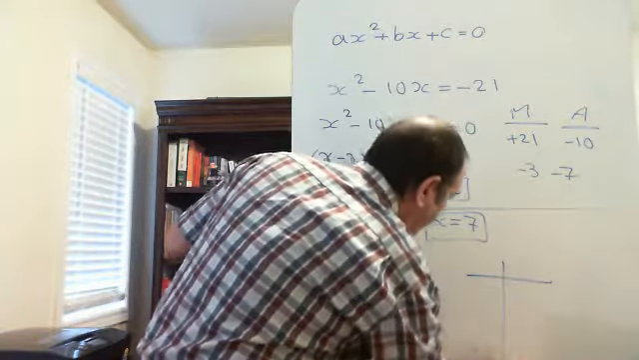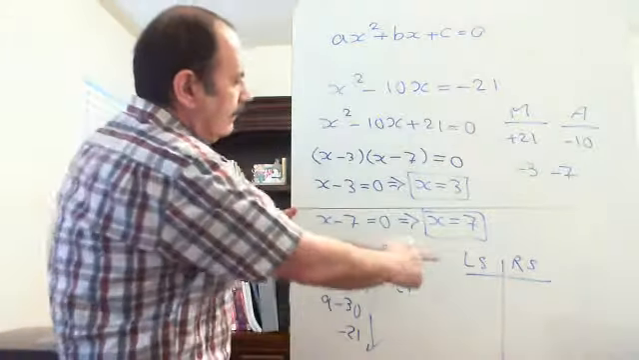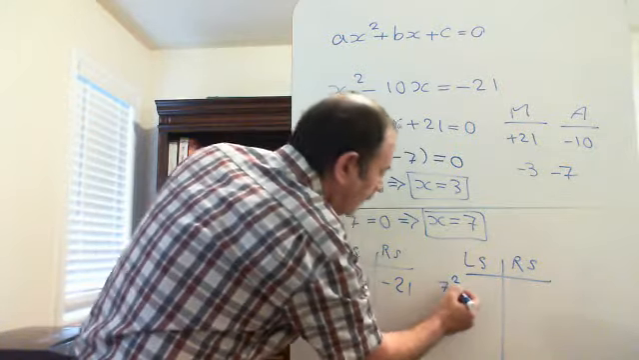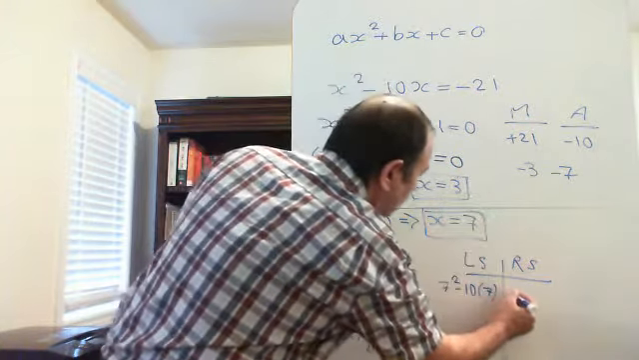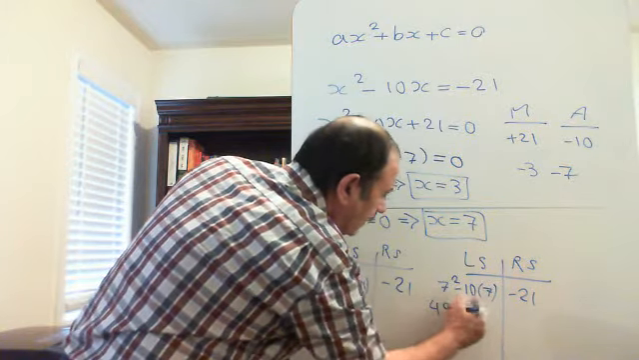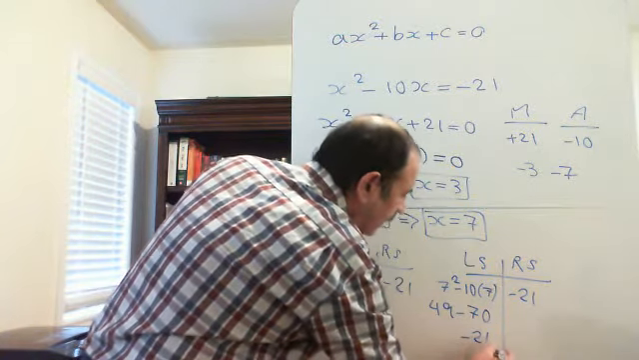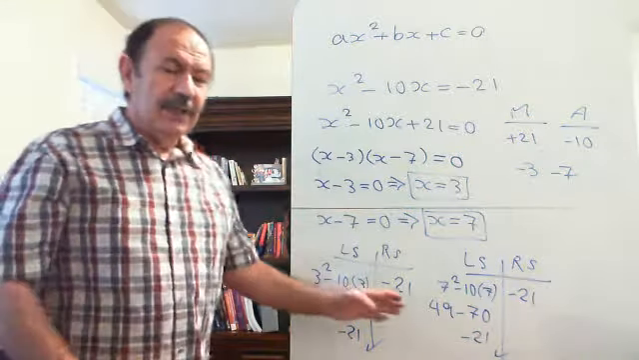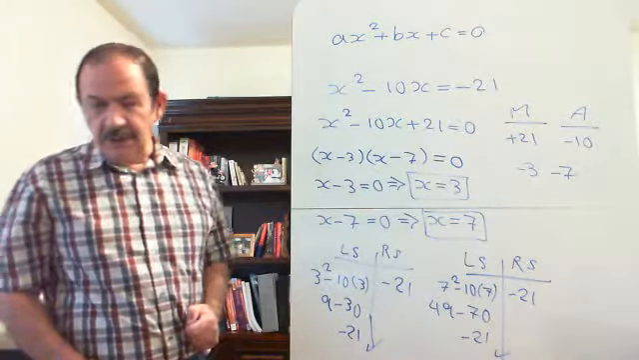Again, left side, right side. For x equals 7, it is 7 to the power of 2 minus 10 times 7. The right side is -21. Then 7 to the power of 2 is 49. Minus 10 times 7 is minus 70. And 49 minus 70 is minus 21. Left side and right side are equal. It means my calculation is right. This is the other example of solving the quadratic equation.